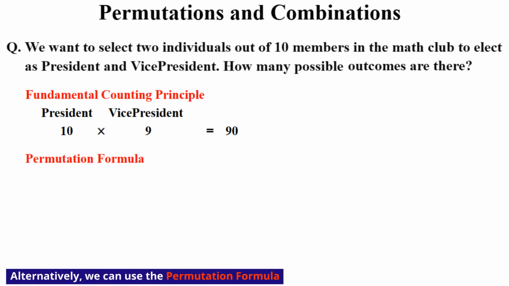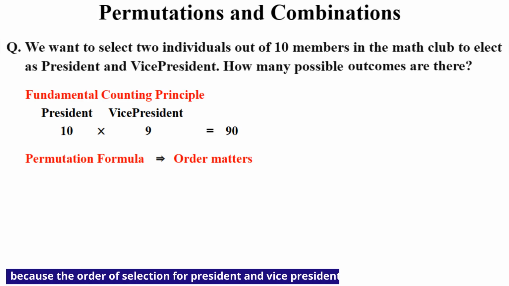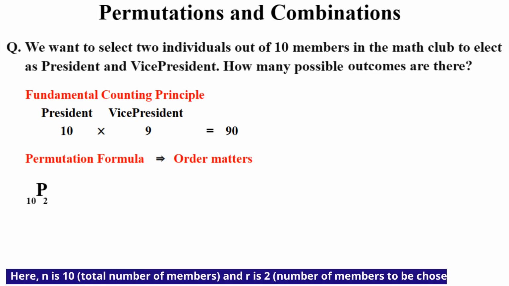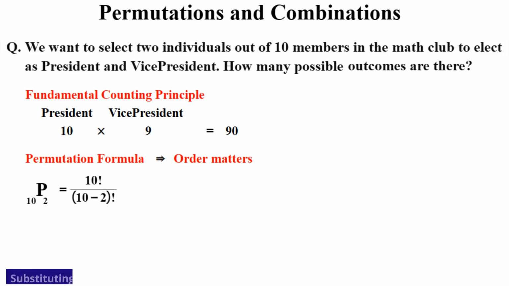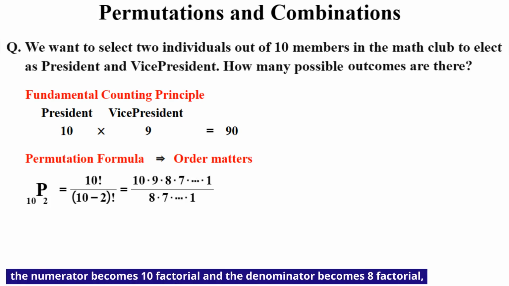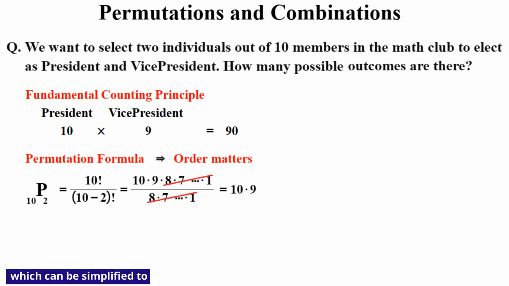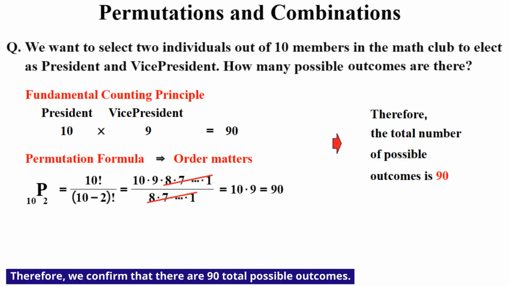Alternatively, we can use the permutation formula, because the order of selection for president and vice president matters. Here, n is 10, total number of members, and r is 2, number of members to be chosen. Substituting these values into the formula, the numerator becomes 10 factorial, and the denominator becomes 8 factorial, which can be simplified to 10 times 9. It is 90. Therefore, we confirm that there are 90 total possible outcomes.